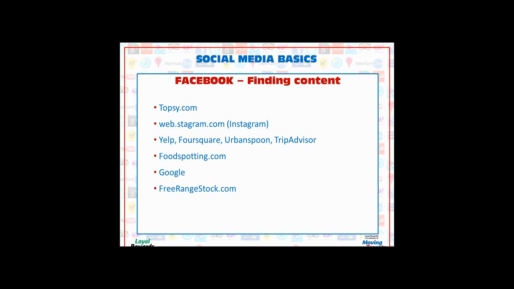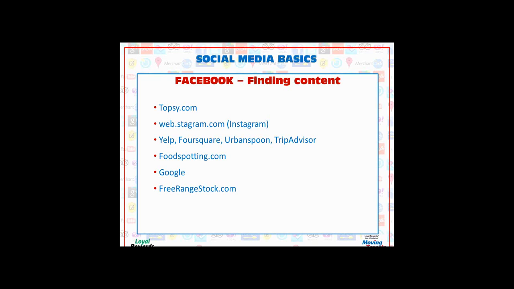A couple of different sites that we use. Topsy.com is a great site for finding out what people are saying about you that don't tag you. So if somebody posts on Twitter, for example, that they were at Joe's Pizza, and they don't actually tag you, you can still find it using Topsy. Webstagram is the online version of Instagram, so you can find pictures that people are posting about your business just by going online and using their pictures.